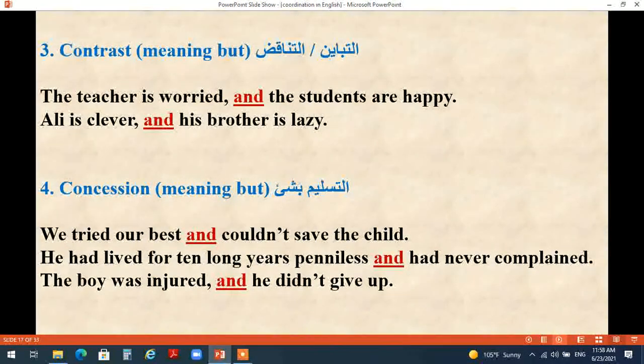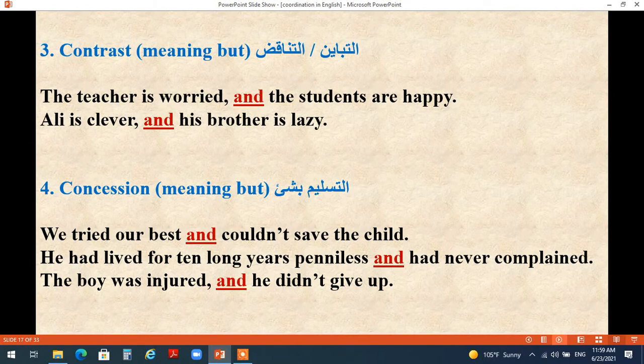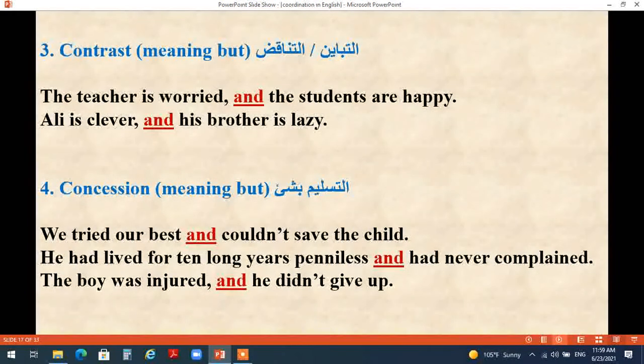Also here but can be used instead of and. Concession means conceding something. So here we have a certain fact and we expect something which will be built on this fact but something else happens. We say a concession relation means that we have a certain thing and based on it we expect something else to happen, but what we expect does not happen; rather something completely different happens.